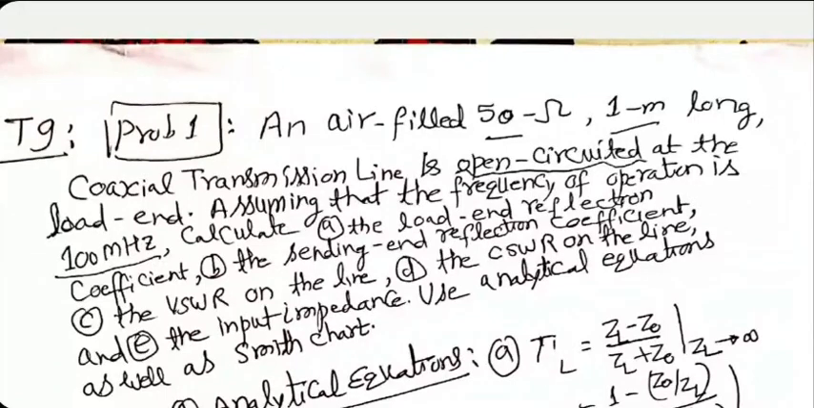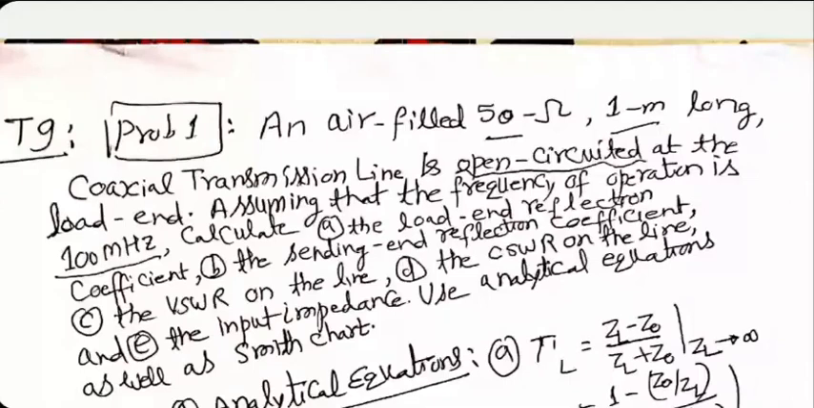Analytical equations and the chart. It's an open circuited line. It's a coaxial transmission line, which is fine because the theory applies to two-wire line as well as coaxial line. Frequency of operation is 100 megahertz. The line length is 1 meter. The characteristic impedance is 50 ohm.